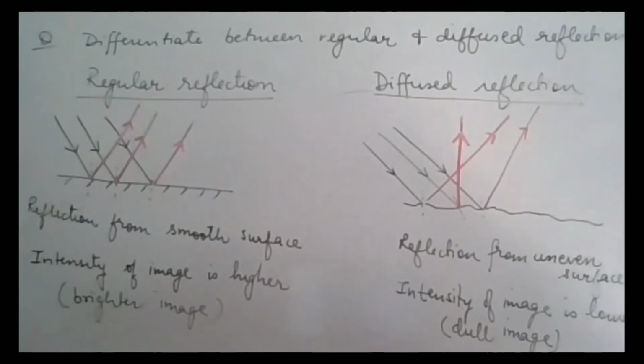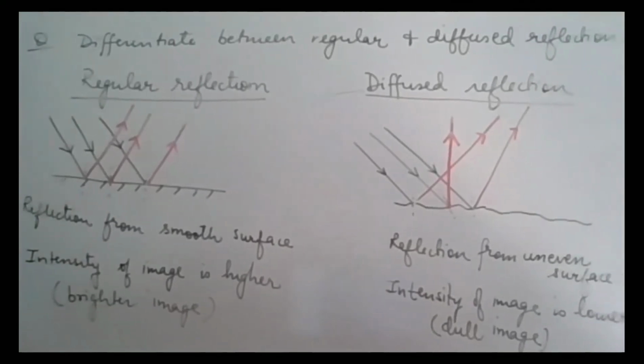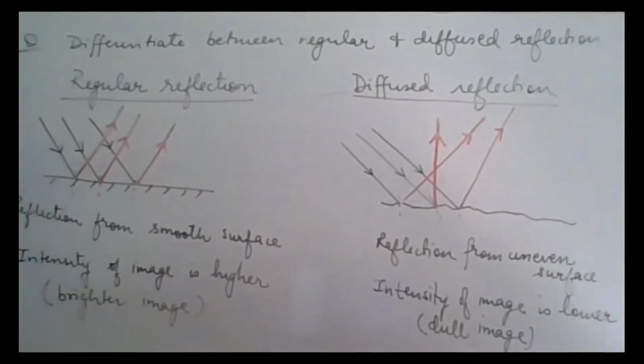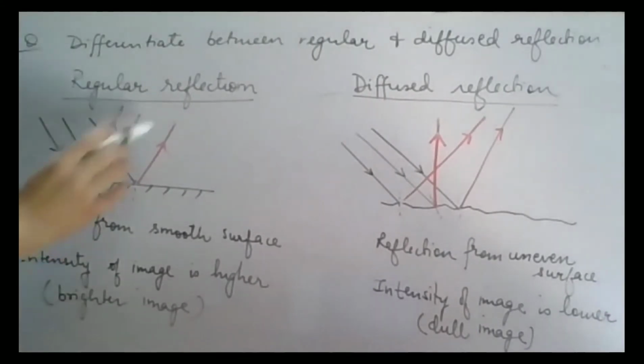Okay, so differentiating between regular and diffused reflection. This diagram here is representing regular reflection, a smooth surface, plane mirror, parallel light rays are incident, okay, and after reflection also the light rays are parallel only. Keeping in mind the laws of reflection, angle I equal to angle R, the parallel light rays are reflected as parallel light rays only, okay.